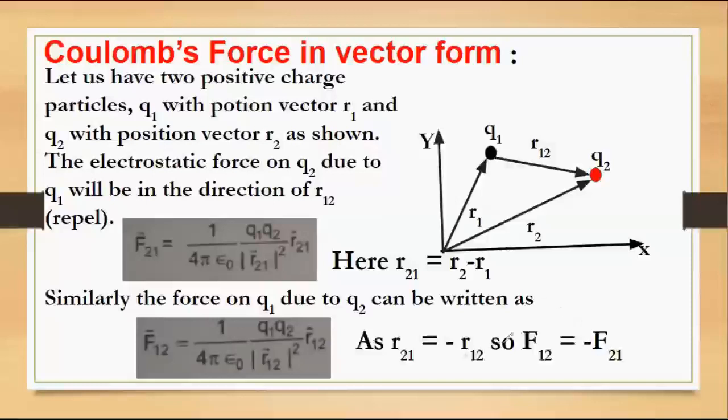And you understand that R12 is always equal to minus of R21. So it means F12 also will be equal to minus of F21. It means the force given by this on this is equal and opposite to the force given on this by this. If one is pulling with 5 Newton, then the other also will be pulled with the same force. The action and reaction are opposite.